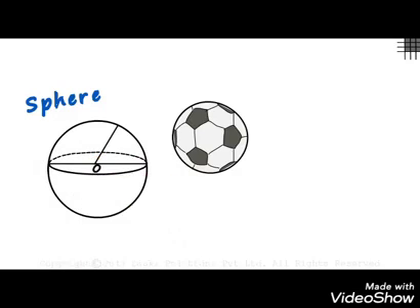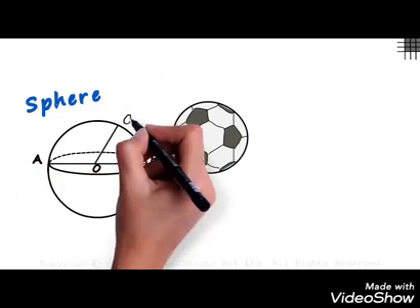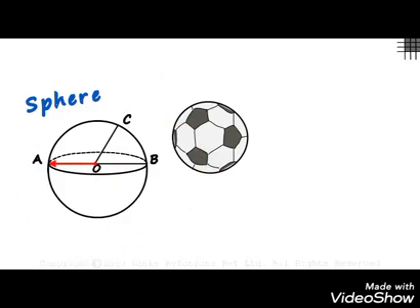Let's call it O. Another important thing we need to know about the sphere is that all points on the surface are equidistant from its center. Let us name these points A, B and C. It means OA, OB and OC will all be equal. And that distance is called the radius of the sphere. So if R is the radius of the sphere, OA will be equal to R, OB will be equal to R and even length OC will be equal to R.